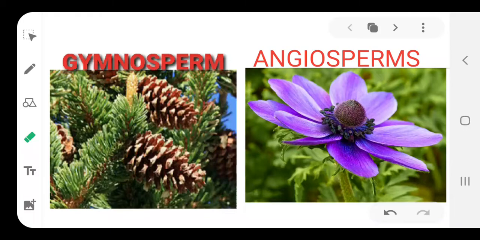Now, continuing with this series on plant and animal taxonomy. As we have seen in the last video, we covered plant taxonomy and the topic called cryptogamy. In this tutorial, we are going to cover the topic under gymnosperms and angiosperms, which belong to the term called phanerogams, as you can see on the board. Let us see what they are and what their features are.